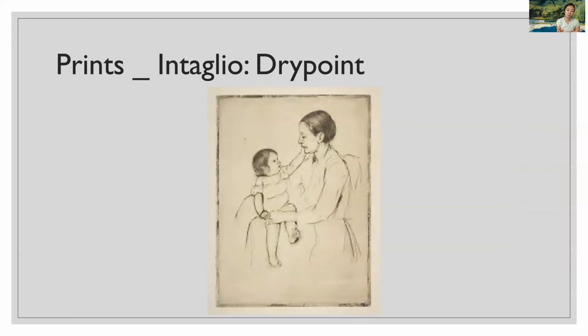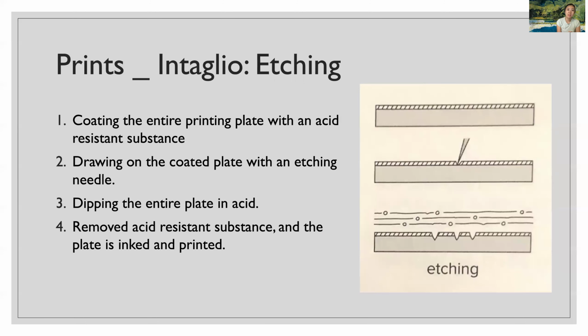So this is a dry point print work. It looks like a pencil drawing, right? And the next intaglio technique is etching. Etching is done with acid that eats lines and depressions into a metal plate, much as sharp tools cut those depressions in the other methods.